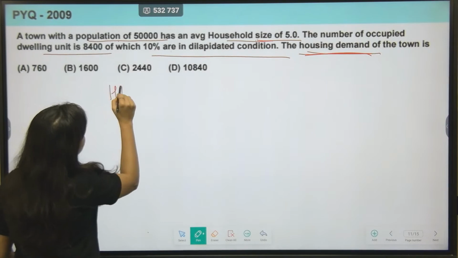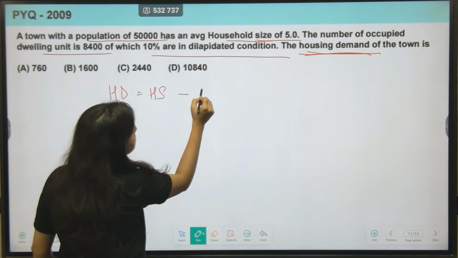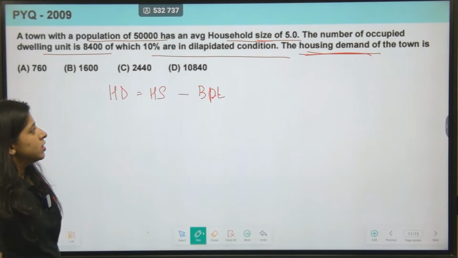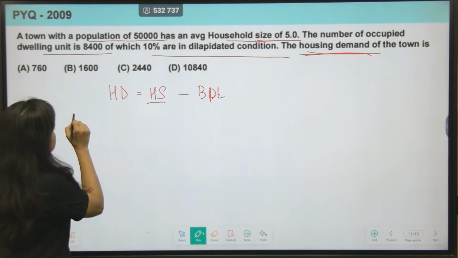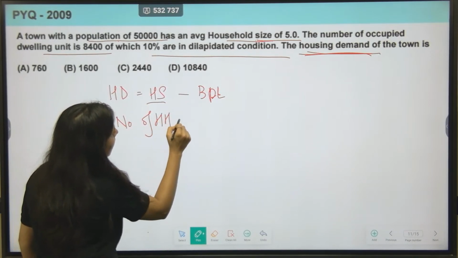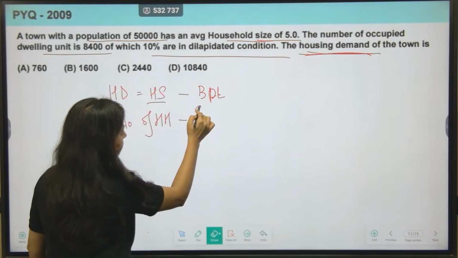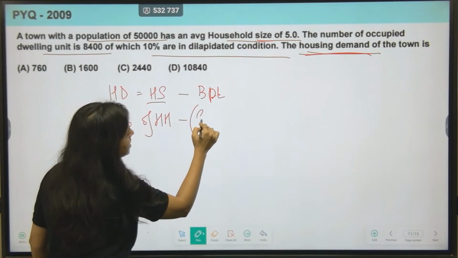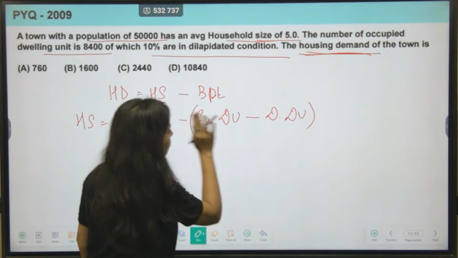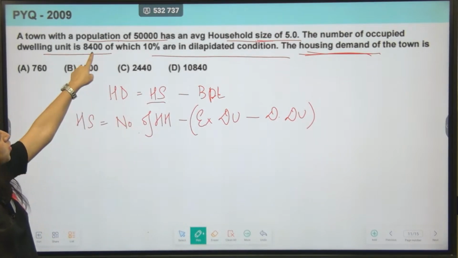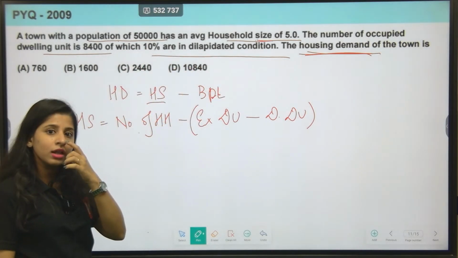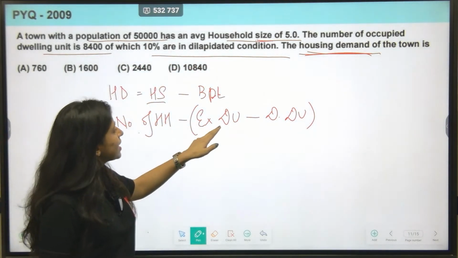So what is the formula of housing demand? Housing demand is housing shortage minus BPL population, basically people who cannot pay, right? Housing shortage, what is the formula of housing shortage? Housing shortage equals number of households minus existing dwelling unit minus dilapidated dwelling unit. This is the formula of housing shortage. Do we have the number of households? We do not have the number of households, but we have the population and the household size, so we can calculate the number of households, right?